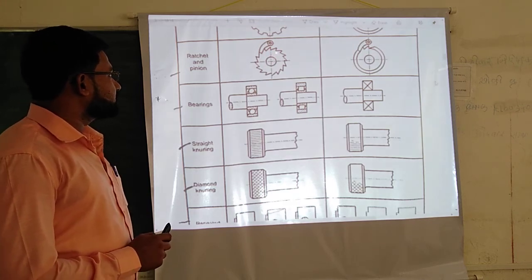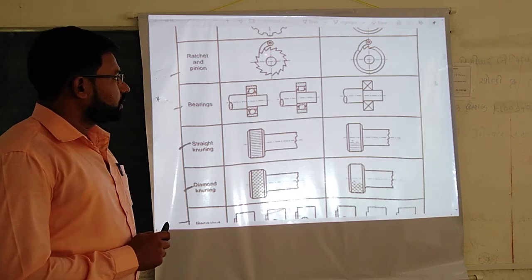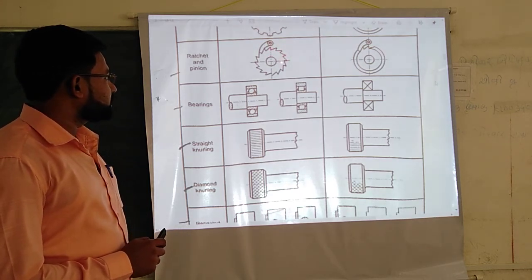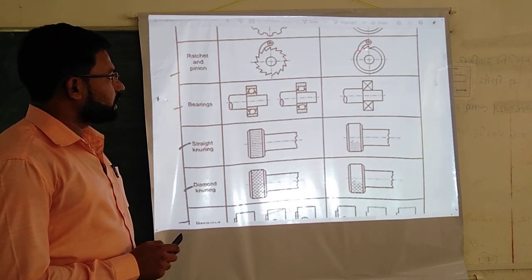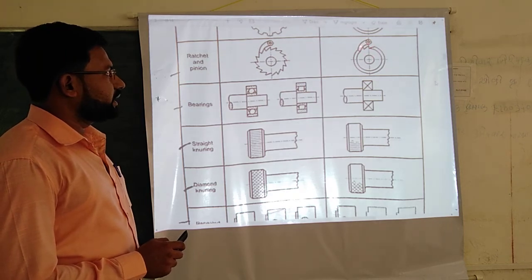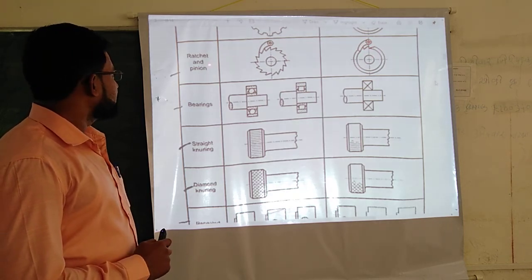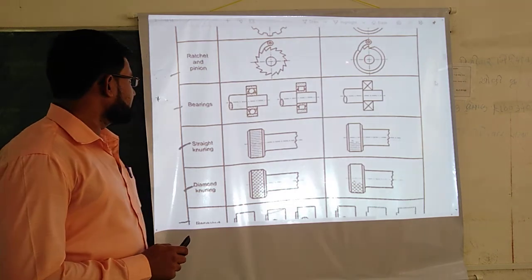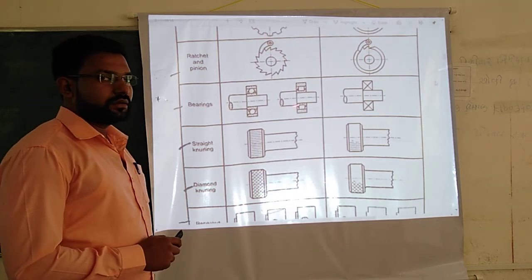So if you want to conventionally represent it, then you have no need to draw all these serrations. You will draw only one or two serrations and then draw this outer circle and inner circle, and you have to draw this pinion or this pin. So conventionally you can represent ratchet and pinion. So next is bearing.